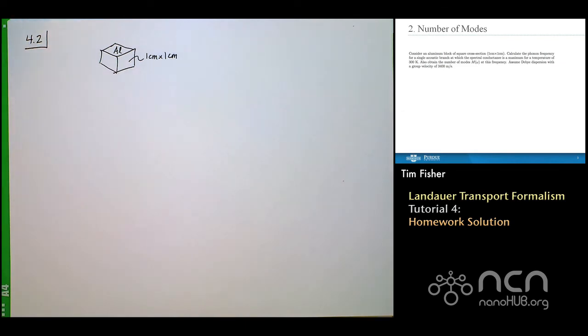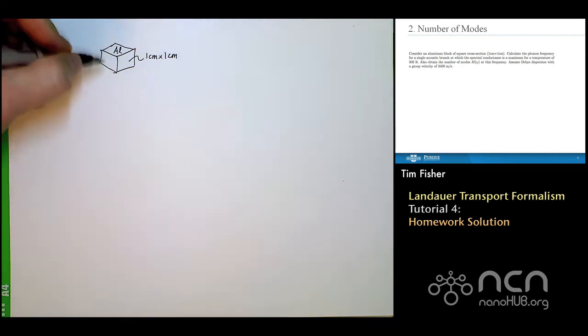All right, we're solving problem 4.2, and in this problem we're asked essentially to calculate the frequency where the conductance is maximum. This is for a single phonon branch using aluminum as an example material in 3 dimensions. And also we want to then calculate the number of modes for that particular frequency at which the conductance is the maximum.